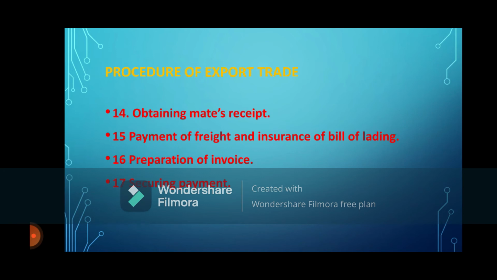The 16th step is preparation of invoice. After sending the goods, an invoice of dispatch, meaning delivered goods, is prepared. The invoice states the quantity of goods sent and the amount to be paid by the importer. And the last step is securing payment.